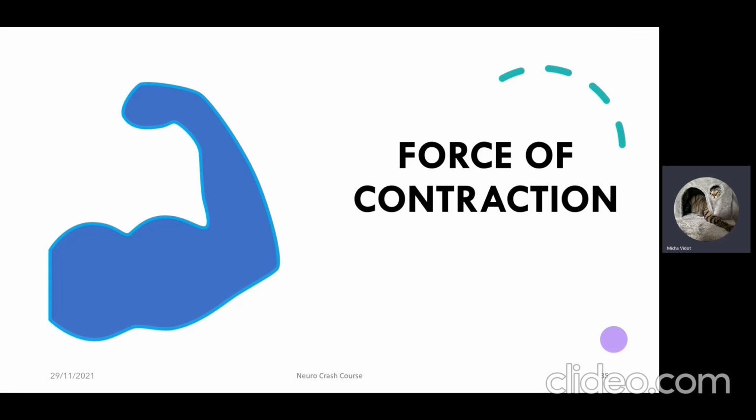Now we may need to change the force of contraction, and there are three ways to do this. The first is to change the frequency of action potential firing in your active motor units. The second is to change the number of active motor units, and the third is to change the type of active motor units.